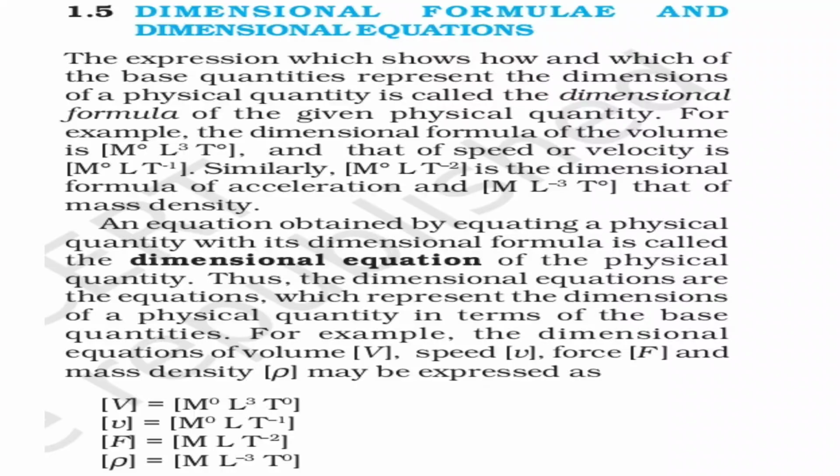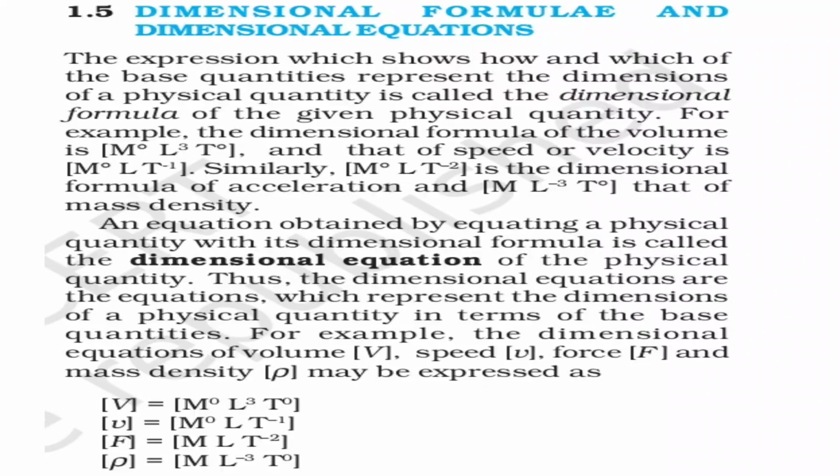Now the dimensional formula and dimensional equations. The expression which shows how and which of the base quantities represent the dimensions of a physical quantity is called the dimensional formula of the given physical quantity. For example, the dimensional formula of volume is M L T, that is M is 0, L cube, T is 0, and that of speed or velocity is M0, L, T raised to power minus 1. Similarly, M0, L, T raised to power minus 2 is the dimensional formula of acceleration, and M0, L minus 3, T is 0 is that of the mass density.